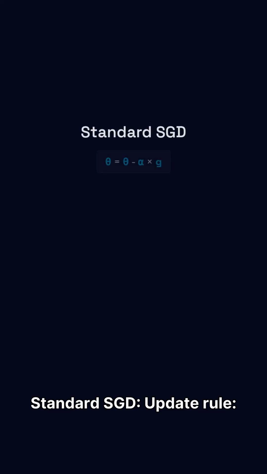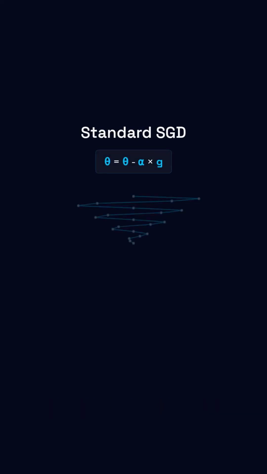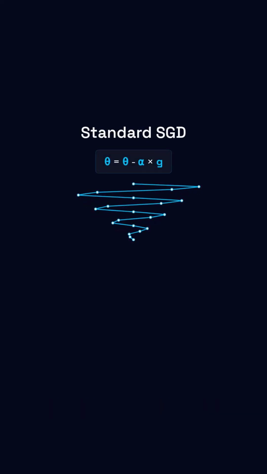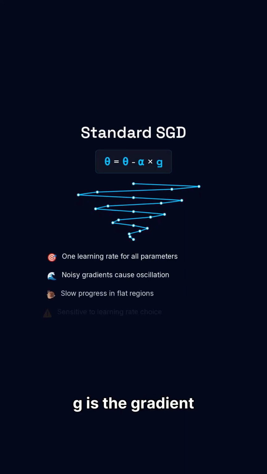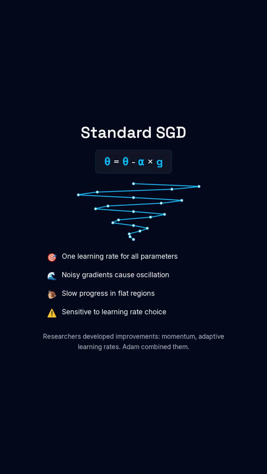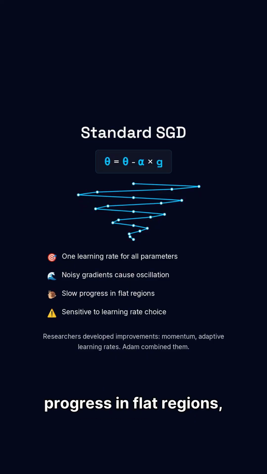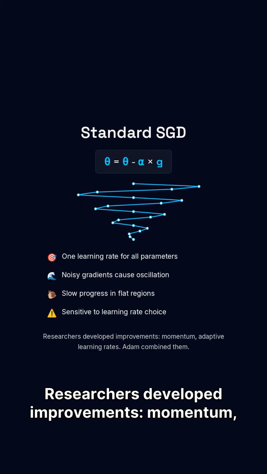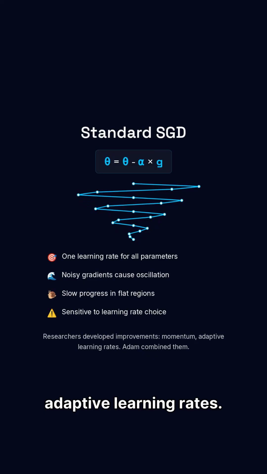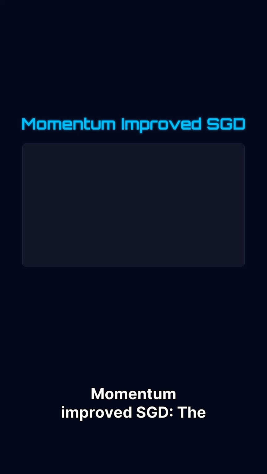Standard SGD update rule: θ = θ - αg, where g is the gradient and α is the learning rate. Problems: one learning rate for all parameters. Noisy gradients cause oscillation, slow progress in flat regions, and it's sensitive to learning rate choice. Researchers developed improvements: momentum and adaptive learning rates. Adam combined them.